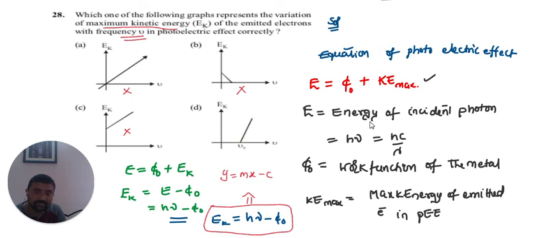Now observe option D, where y equals mx minus c. This equation represents the x-intercept, the frequency at which the kinetic energy is 0. This frequency is called the threshold frequency. Now our answer is option D. Thank you.